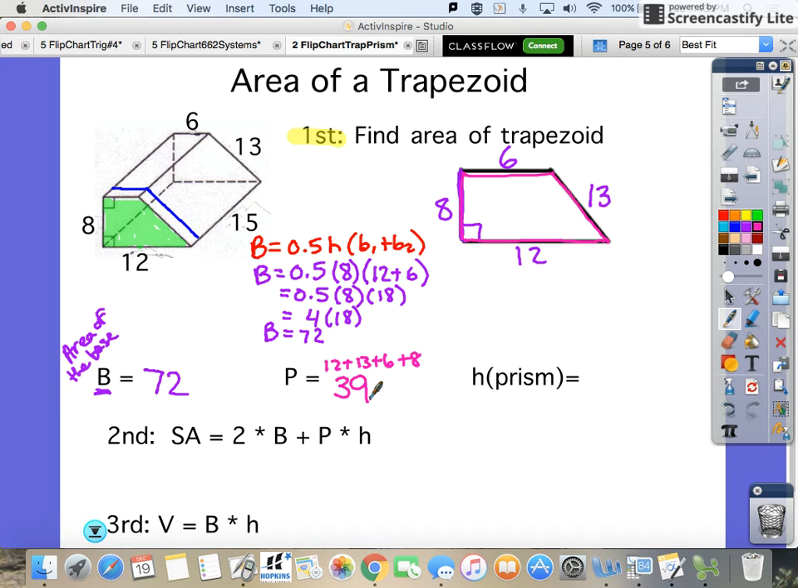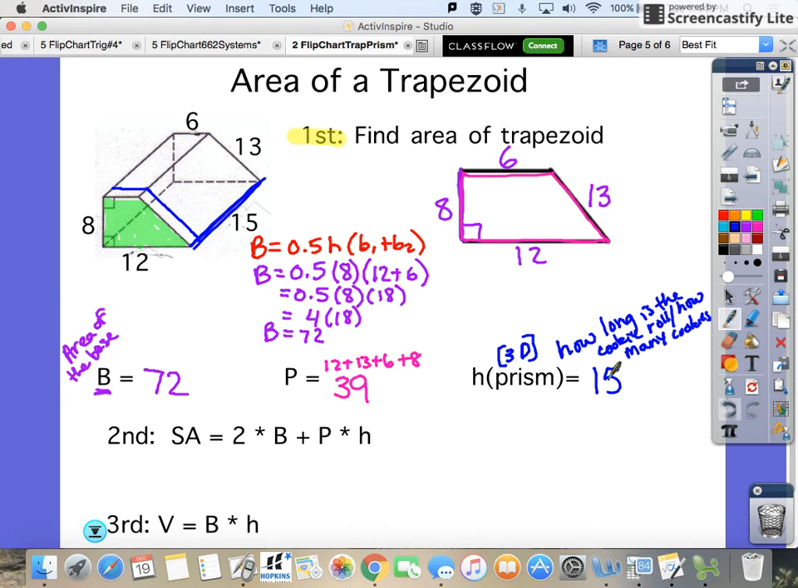Now here's where students sometimes get messed up. The height of the prism is a 3-dimensional. So the height of the prism is how many cookies you would get out. This would be like, how long is the cookie dough roll? Or how many cookies? So in this case, it would be this unused side, 15.